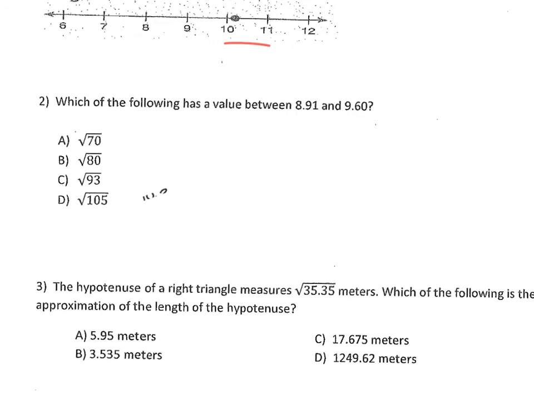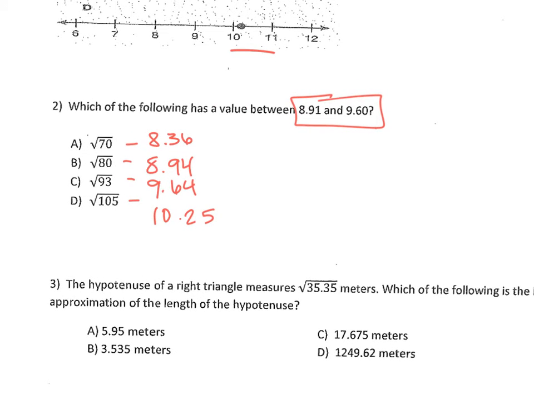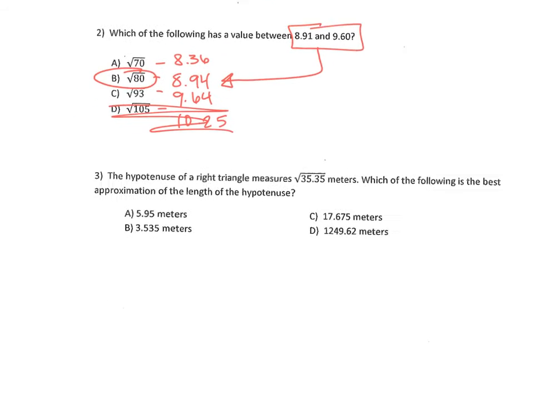Number 2, which of the following has a value between 8.91 and 9.60? So take a second, go through there, and solve for all of these. Find the square root of 70, square root of 80, square root of 93, and square root of 105. Okay, so if you go through here and solve for these, you've got square root of 70 is 8.36, 8.94, 9.64, and 10.25. So the only one in that range of numbers would be B. You could kind of know 105 is a little too high already.